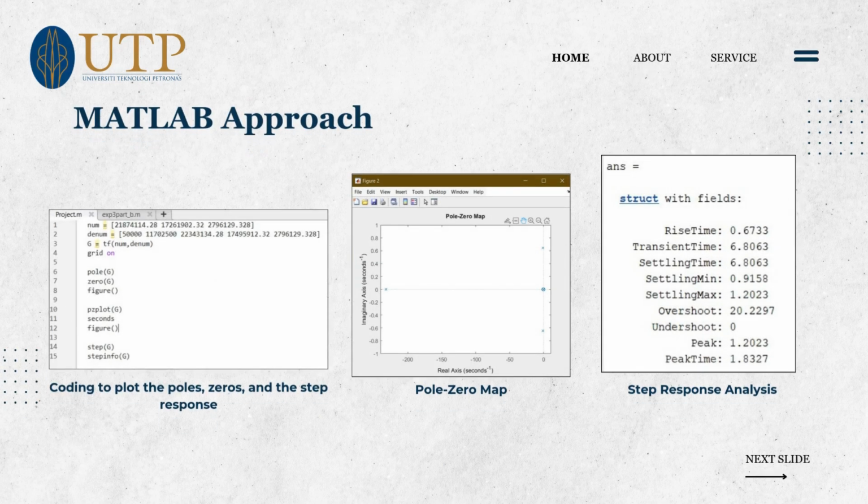To analyze system stability further, we use MATLAB to plot the poles and zeros as well as the step responses of our seismic isolation system. The poles and zeros give us insight into the system's natural behavior and response characteristics. By examining the location of poles on the complex plane, we can determine how stable or unstable the system is. The step response here confirms that with appropriate control, the system returns to equilibrium quickly after a disturbance.